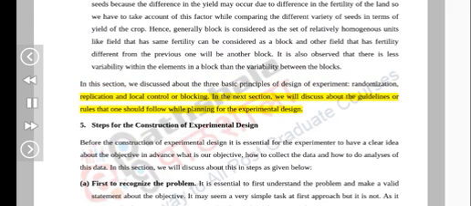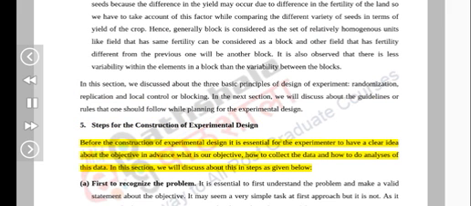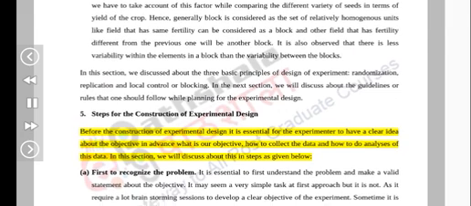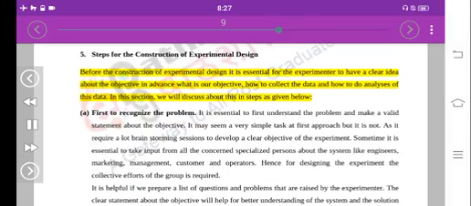In this section, we discussed the 3 basic principles of design of experiment: randomization, replication and local control or blocking. In the next section, we will discuss the guidelines or rules that one should follow while planning the experimental design. 5. Steps for the construction of experimental design. Before the construction of experimental design, it is essential for the experimenter to have a clear idea about the objective in advance. What is our objective, how to collect the data and how to do analyses of this data.